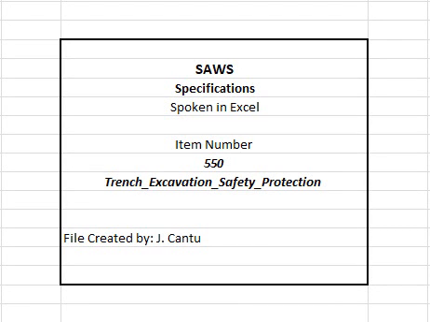San Antonio Water System Standard Specifications for Construction. Item number 550. Trench Excavation Safety Protection.